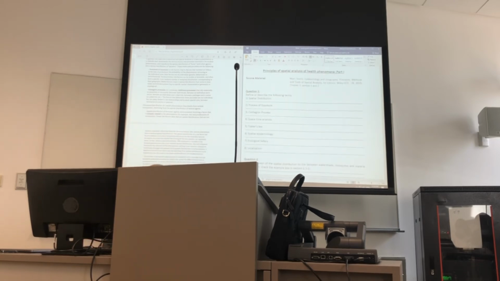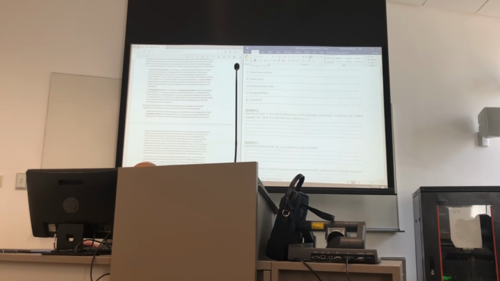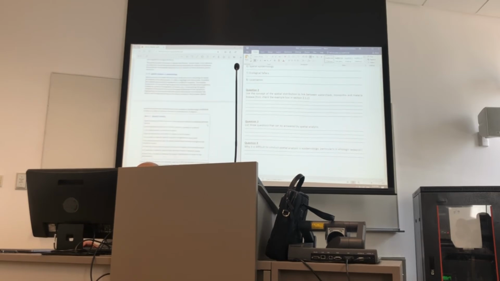So here, use the concept of spatial distribution to link between watershed, mosquito and malaria disease. We talked about this example. List the 3 questions that can be answered by spatial analysis. They are here, as you can see: is the distribution random, clustered or uniform? Is the phenomenon in continuous space? Does the distribution of the events and so on. I told you 3, you can choose one out of these.